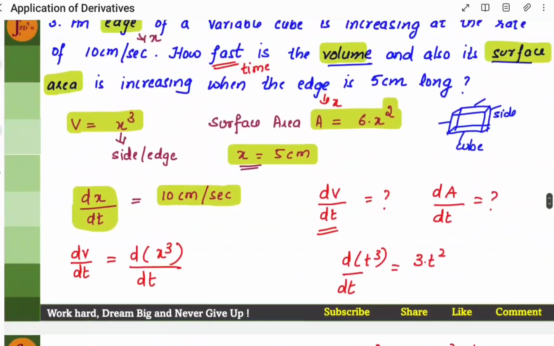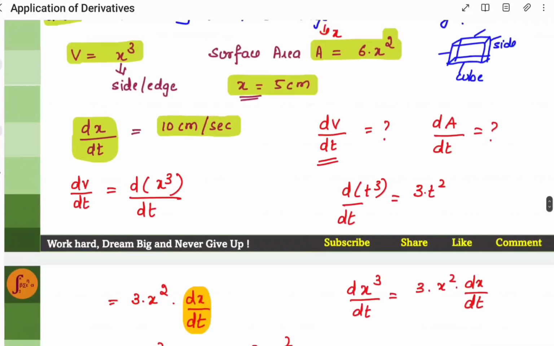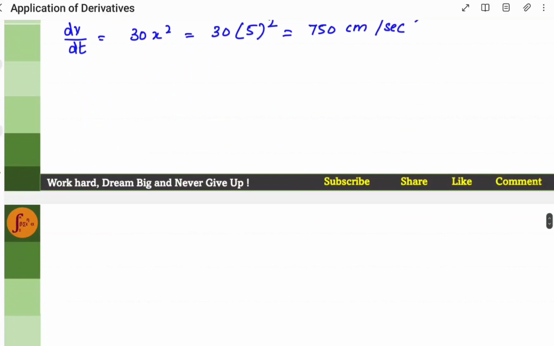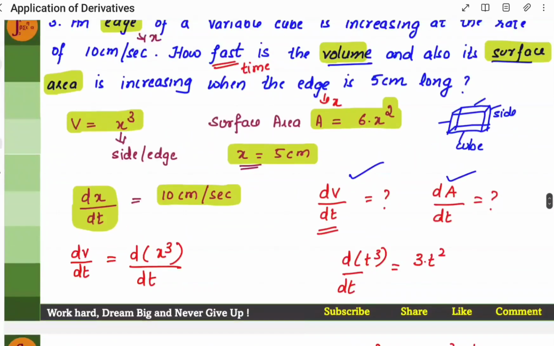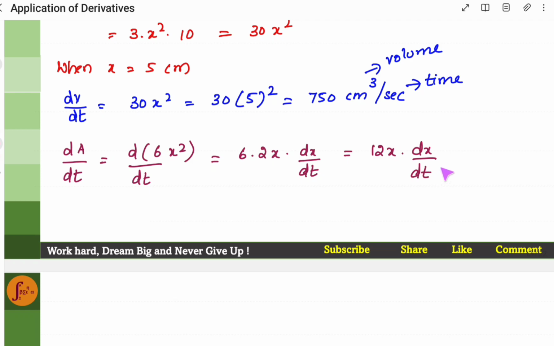Now, let's go to the second part of the problem. The second part of the problem is you have to find the change in surface area, right? So we found out this one. We'll have to find dA by dt now. What is the formula for area? 6x square. 6x square is the formula for the surface area of a cube. So it is d of 6x square by dt. Now again, the derivative of x square is 2x into dx by dt, right? We are differentiating with respect to t. So 12x into dx by dt.